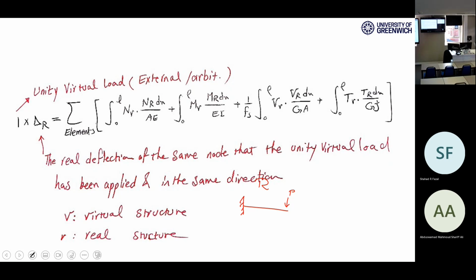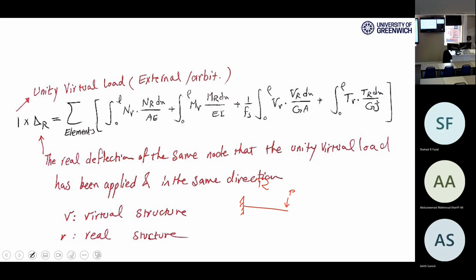And you will have a virtual structure as well. What is the virtual structure? The virtual structure, I show it with V, stands for virtual. The virtual structure is exactly the same as your real structure without any loading. Just draw your structure without any loading. Forget about the loading in your real structure.